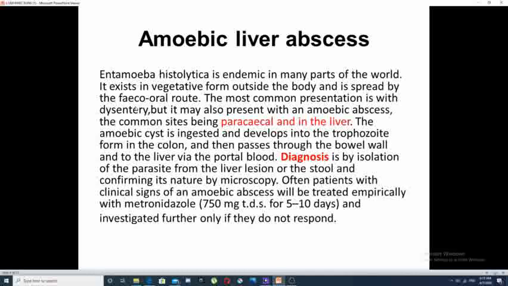Most common presentation is with dysentery, which may be also present with an amoebic abscess.